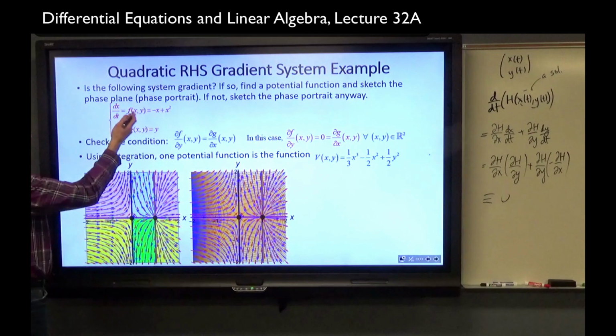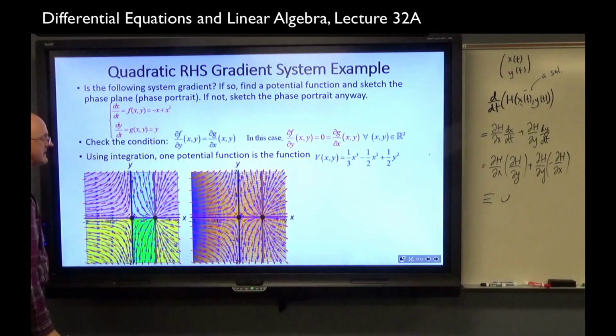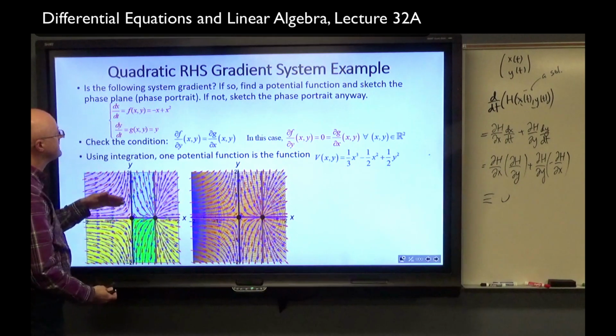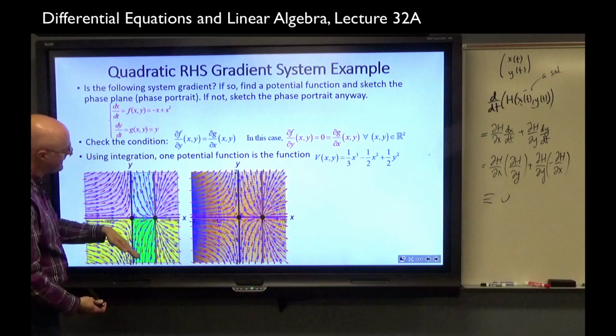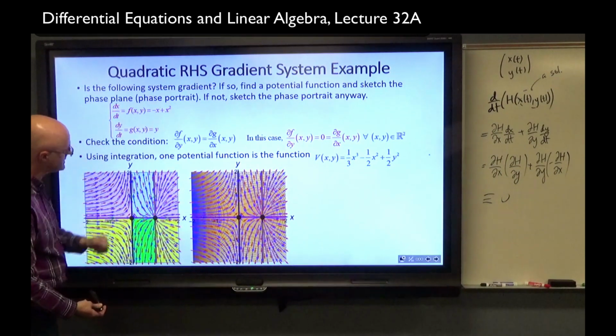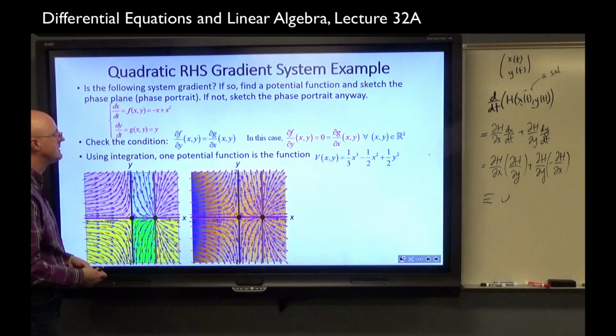Thinking about the signs of dx/dt and dy/dt helps you draw the 6 different regions here in the phase plane. I would encourage you to check the signs of dx/dt and dy/dt in these different regions. Let me briefly say, when y is positive, dy/dt is positive, so solutions go up. When y is negative, below the x-axis, dy/dt is negative, so solutions go downward, for example.